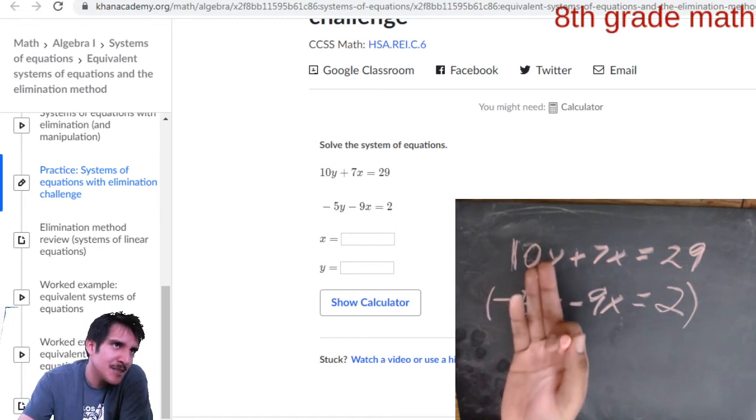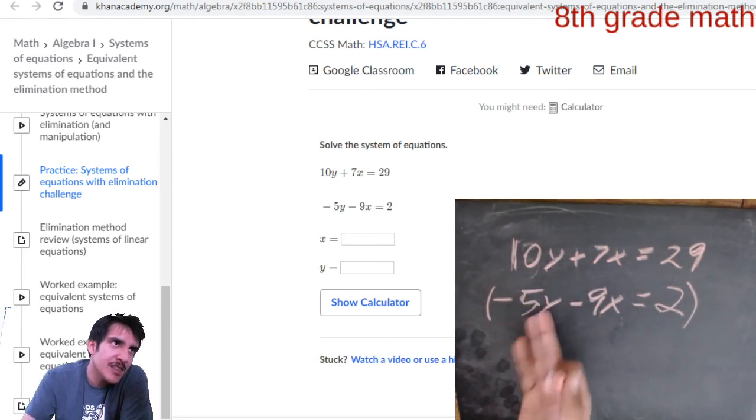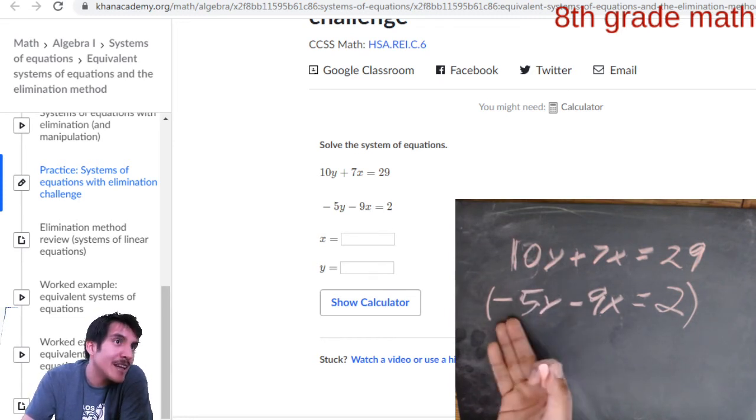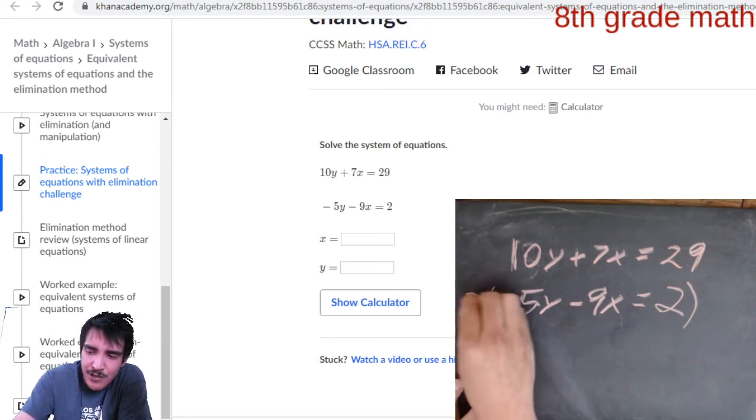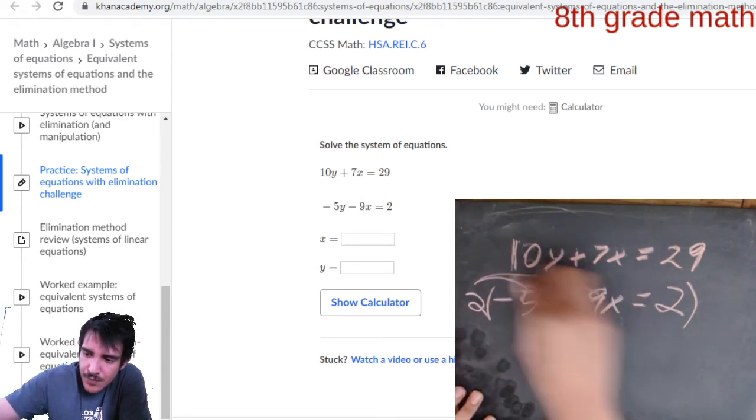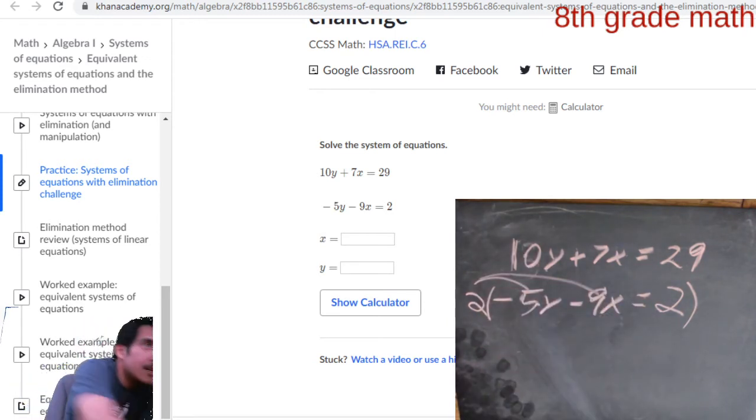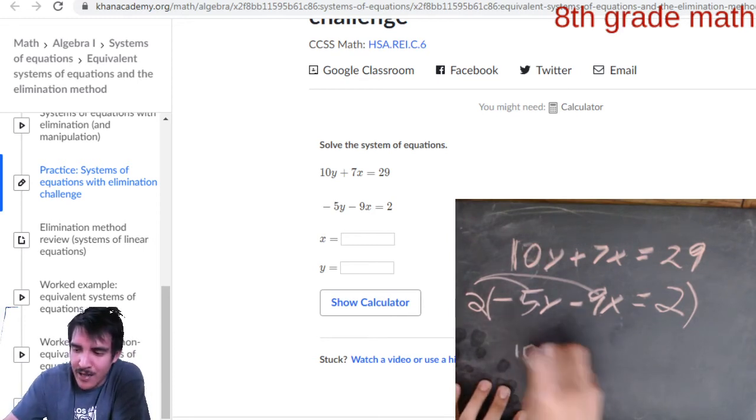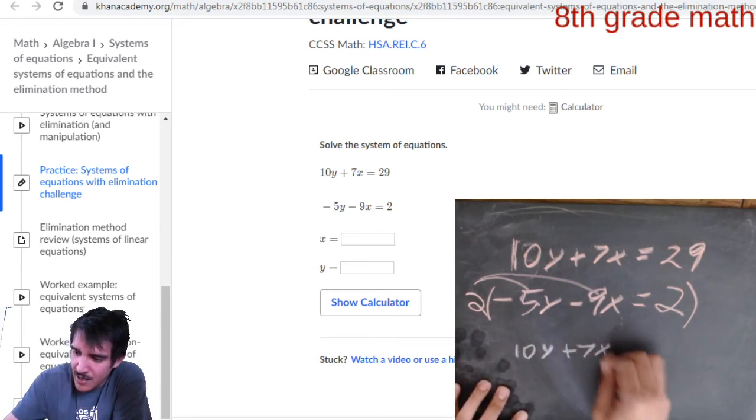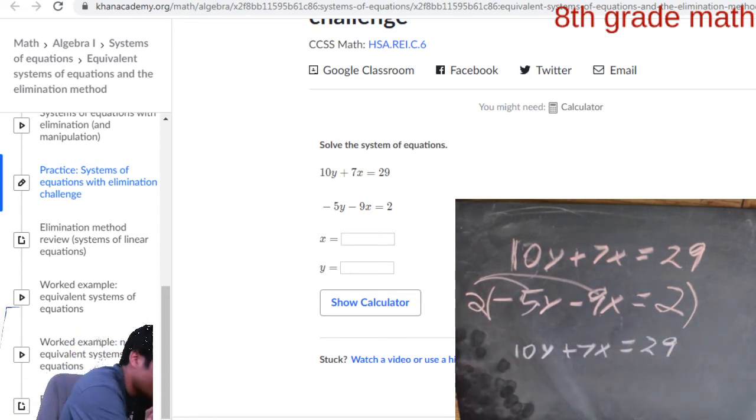First of all, what's the opposite of positive 10y? The opposite is negative 10y. So how do I turn this into negative 10y? It's already negative, so all I have to do is multiply by 2. If you multiply by 2, you will have opposites. So let's try it. First I'm going to rewrite the first equation. The first equation is simply 10y plus 7x equals 29. The second equation is this one that I'm about to distribute on.